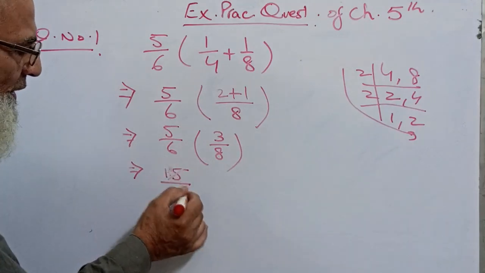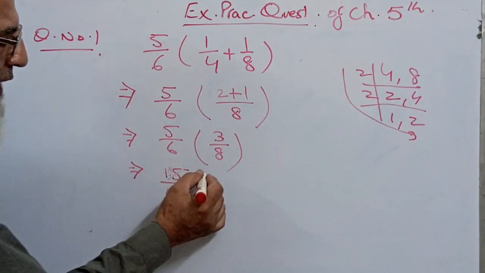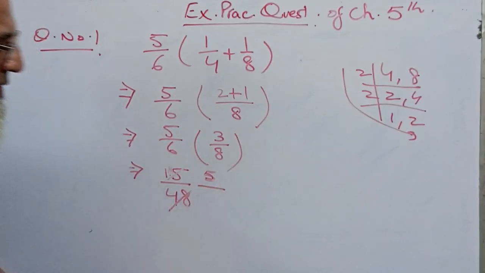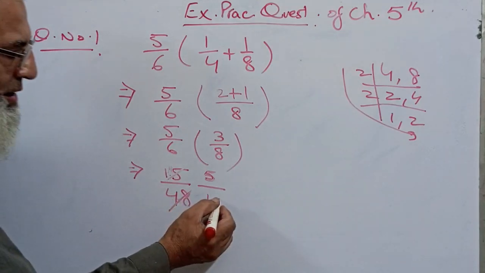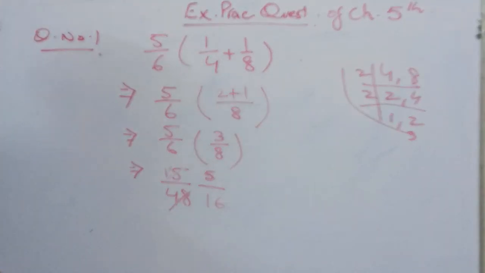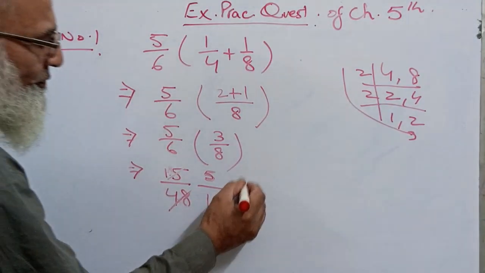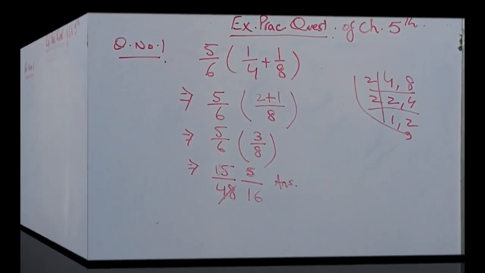So we will divide each of the numbers by 3. 3 5 times 15, and 3 1 times 3, and 3 16 times 48. Now this is your answer. 5 upon 16 is your answer. Now let me proceed to the next question.